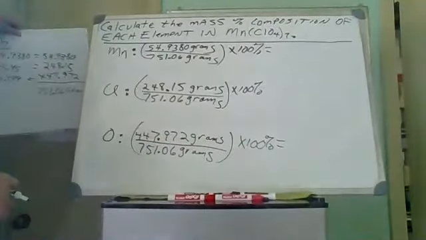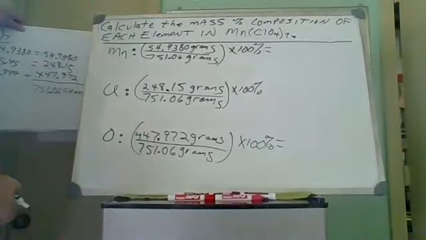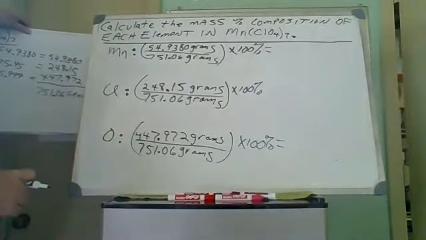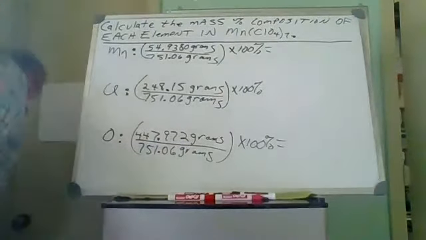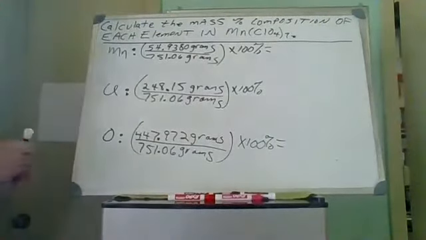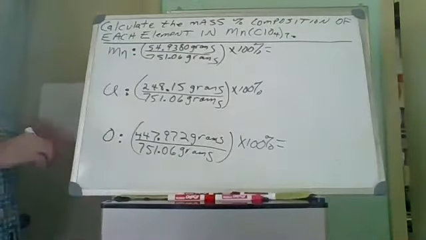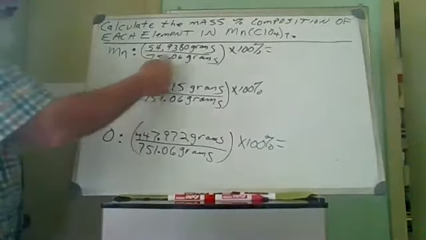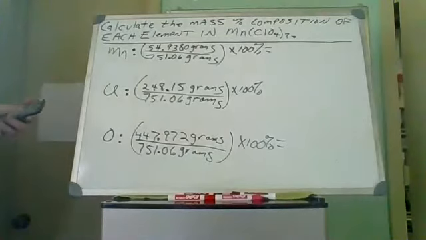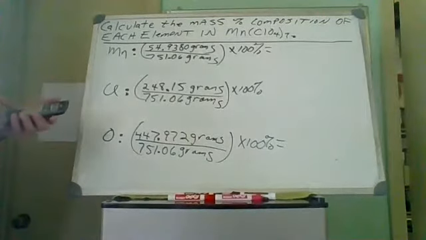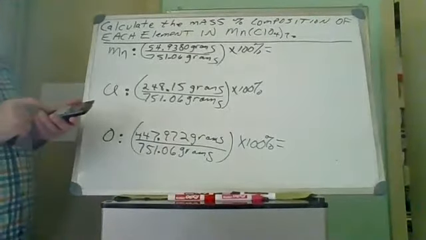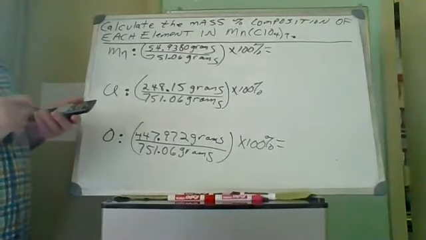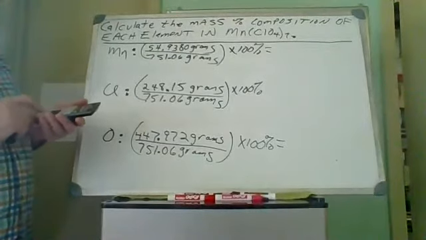numbers here are correct. Okay, so the manganese is okay, the chlorine is okay, and the oxygen is okay. All right, so now we can grab the calculator. I have the molar mass, 751.06, in my calculator here. So for the manganese, 54.9380 divided by 751.06 equals times 100 equals.